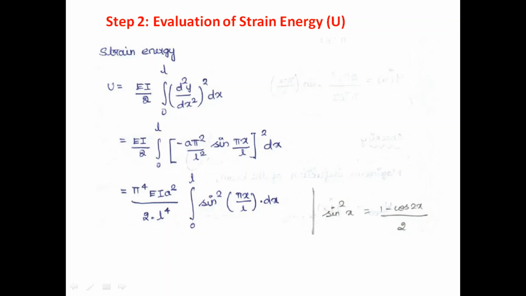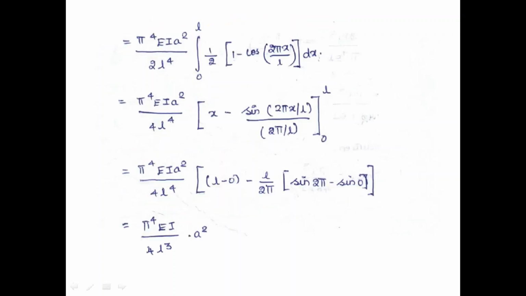So sin square x is equal to 1 minus cos 2x by 2. We can use this one. So sin square pi x by L will be replaced like this: 1 minus cos 2 pi x by L, divided by 2. That will be used here. This is the constant. Then inside the integration, 1 by 2, 1 minus cos 2 pi x by L, dx. Then you can take this 2 also outside the integration. So this 2 will become 4 pi power 4 EI a square by 4 L power 4.